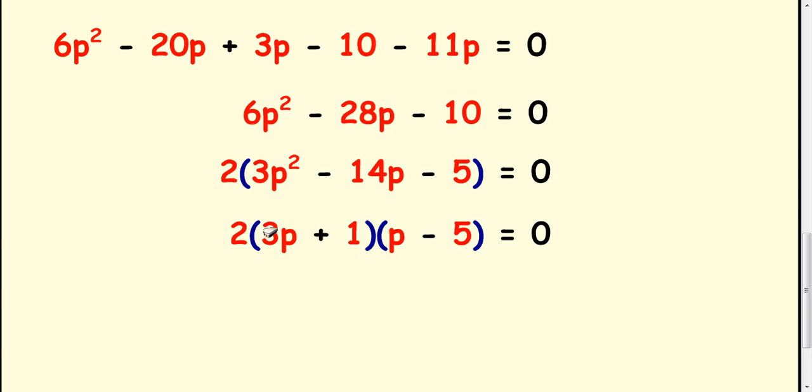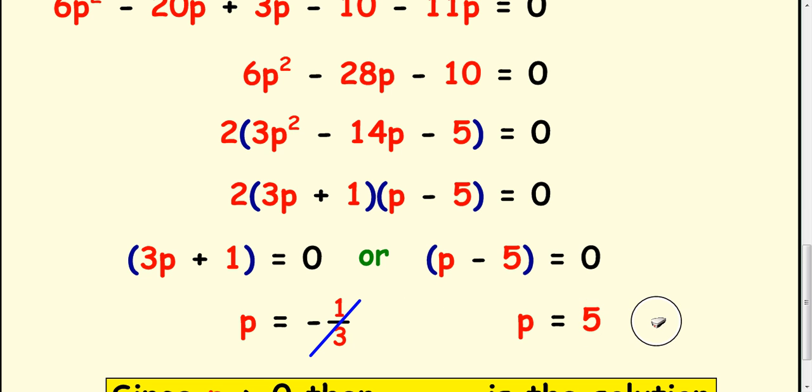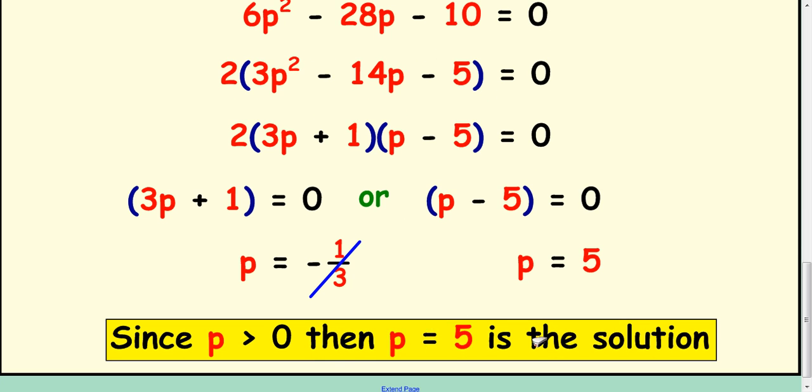So solving that, either the first bracket needs to equal 0, or the second bracket needs to equal 0. So p is going to equal negative a third, take the 1 over, negative 1, divide by 3, or p is equal to 5. And we've discounted the negative a third here, because p needs to be bigger than 0.